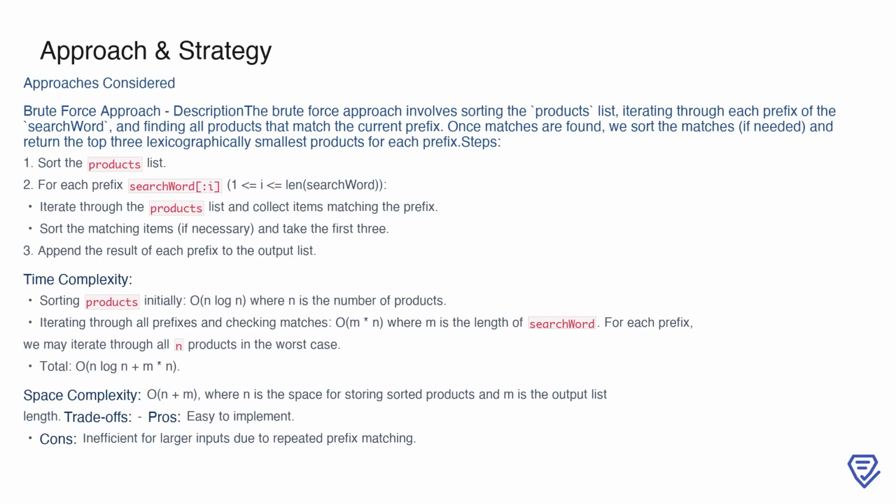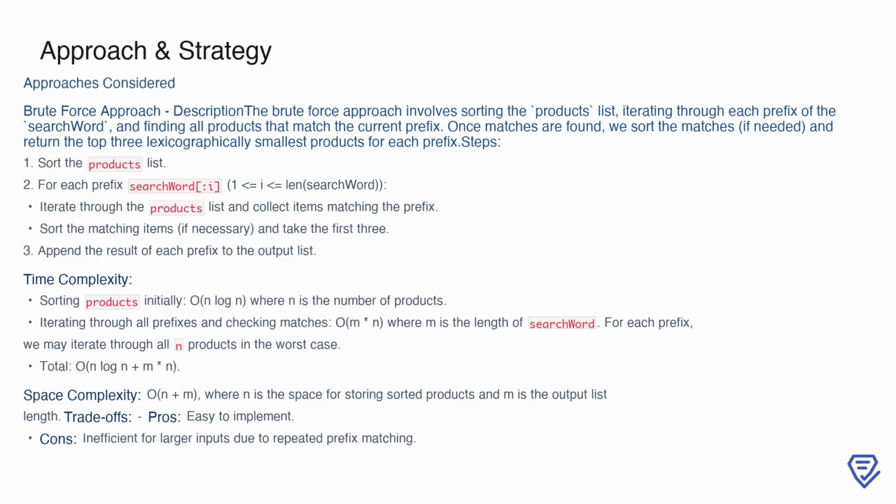To start, let's consider the brute force approach. This method begins by sorting the products list to ensure that any matches we find are already in lexicographical order. Then, for each prefix of the search word, we iterate through the entire products list to identify items that match the current prefix. Once we have these matches, we take the smallest 3 products and add them to our output list for that prefix. While this approach is straightforward and relatively easy to implement, the inefficiencies arise because we repeat the prefix matching process for every single prefix of the search word.